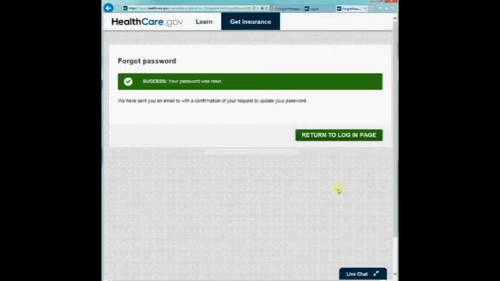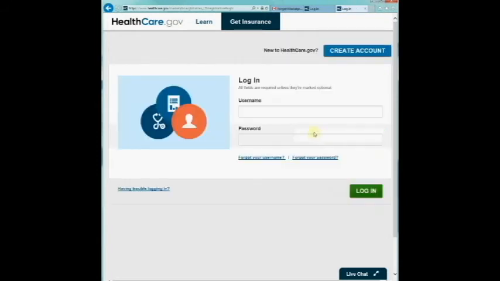Oh, I got it. I got it. Oh my golly. Oh my golly, it worked. How exciting. Return to login page. Okay.